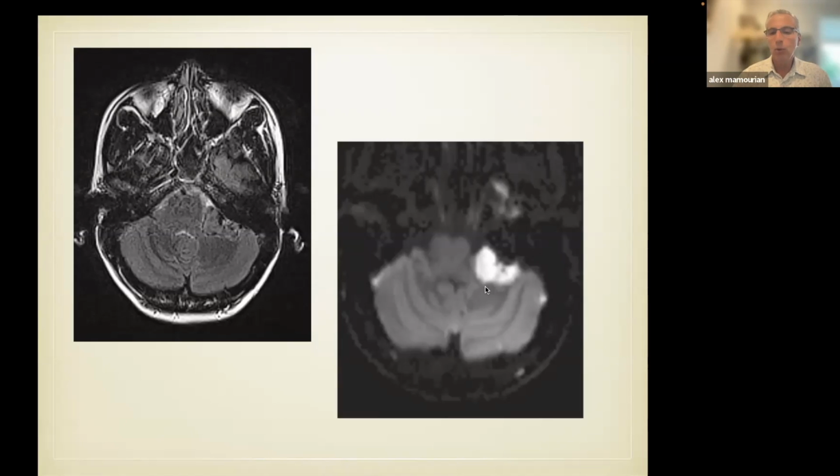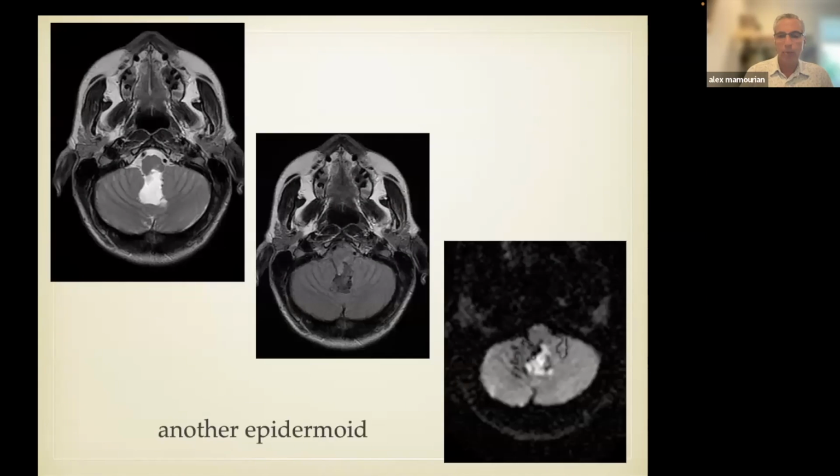So the diffusion will be abnormal in cases of epidermoids, and use that as a more reliable technique than the FLAIR for looking in fluid spaces for epidermoids. Here's another case. This is an epidermoid. Here's the T2. Here's the FLAIR scan. Here's the diffusion study. So diffusion, not FLAIR, for fluid.